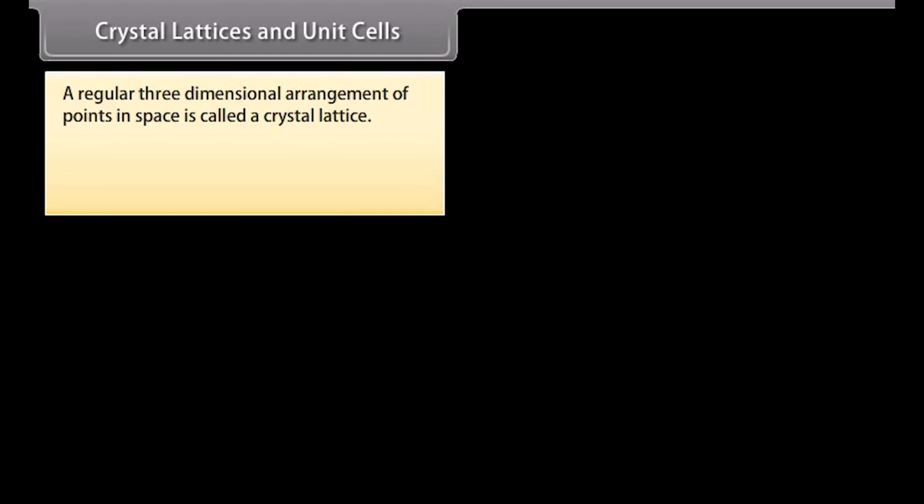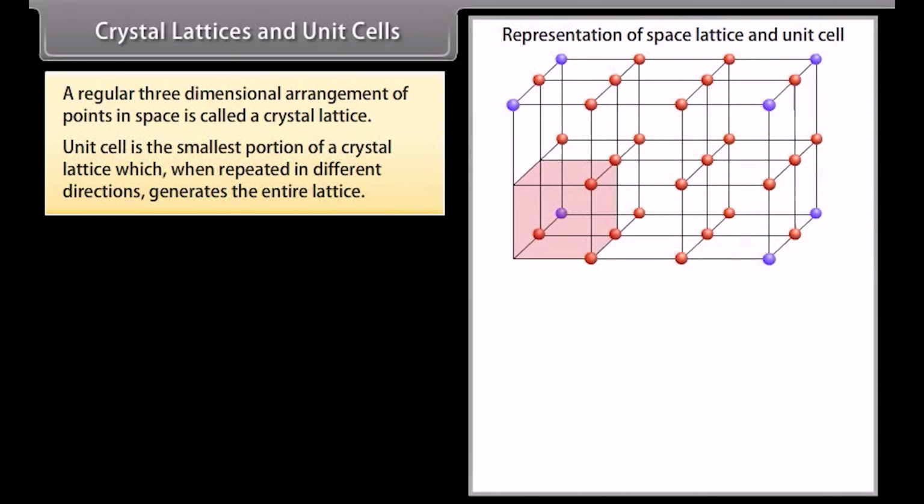Crystal lattices and unit cells. A regular 3-dimensional arrangement of points in space is called a crystal lattice. A unit cell is the smallest portion of a crystal lattice which, when repeated in different directions, generates the entire lattice.